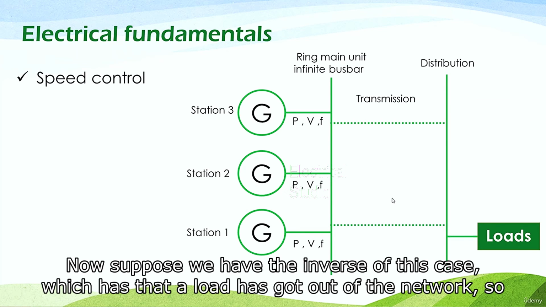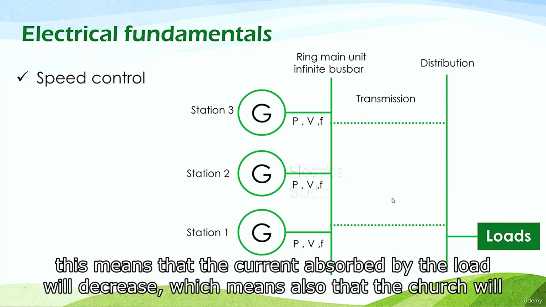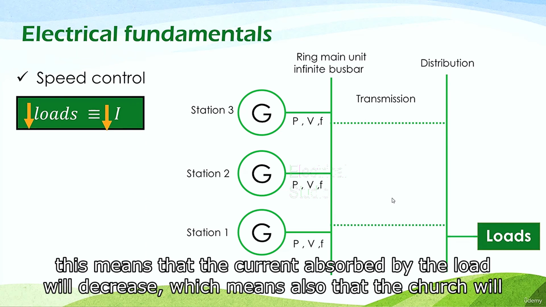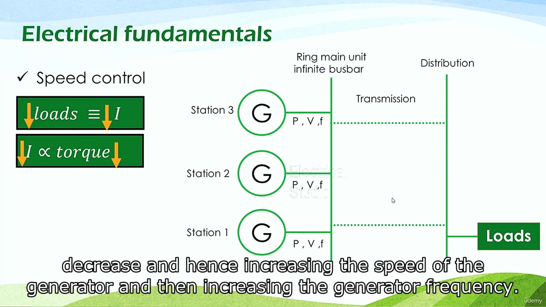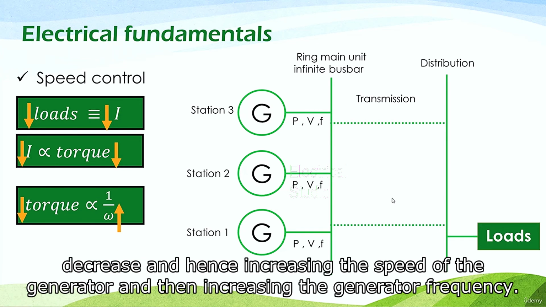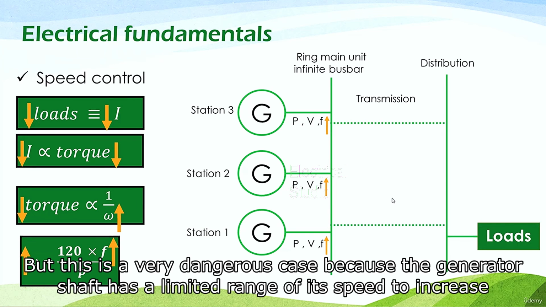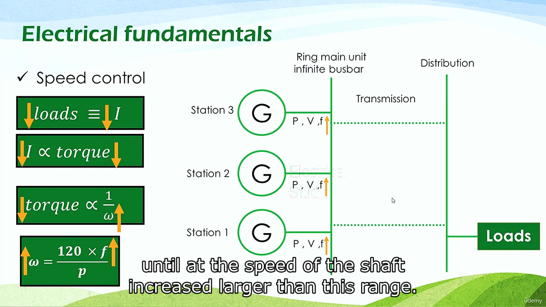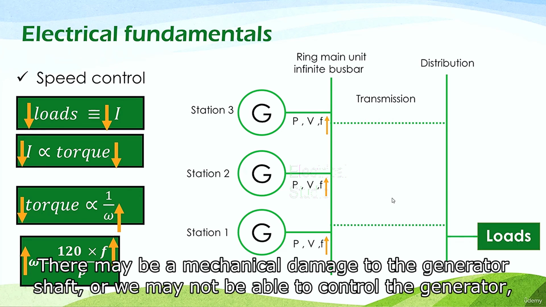Now suppose we have the inverse of this case, which is that a load has got out of the network. So this means that the current absorbed by the load will decrease, which means also that the torque will decrease, and hence the speed of the generator will increase, and then the generator frequency will increase. But this is a very dangerous case because the generator shaft has a limited range for its speed to increase. And if the speed of the shaft increases beyond this range, there may be mechanical damage to the generator shaft, or we may not be able to control the generator.